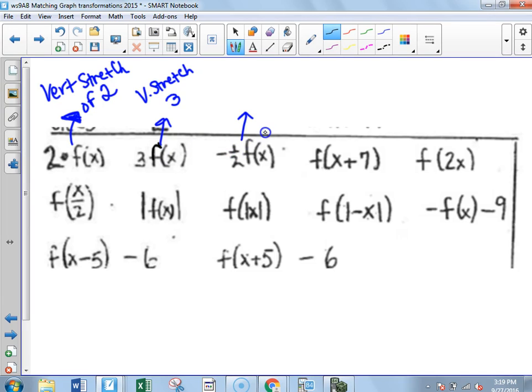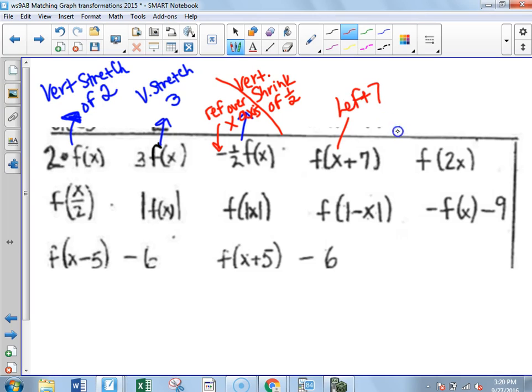Sorry. All right. The 1/2 here would be a vertical shrink, but what does the negative do? The negative reflects the graph which way? Over? Yes. Sorry, that's really messy. Reflect over the x-axis and also a vertical shrink of 1/2. Okay, two things going on. This is an easy one. What's this one? 7 left. Left 7. I'm going to skip around and do the easy ones.